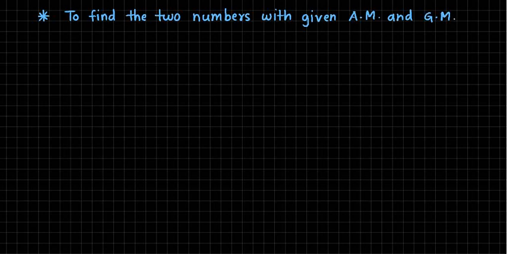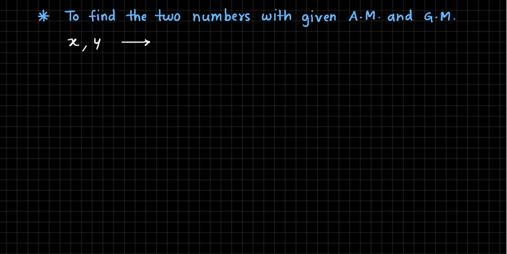To find the two numbers with given AM and GM. So let us consider that we have to find two numbers, say x and y, whose arithmetic mean is A and geometric mean is G. So given A and G, how do we find x and y? Let us see the procedure to find that.